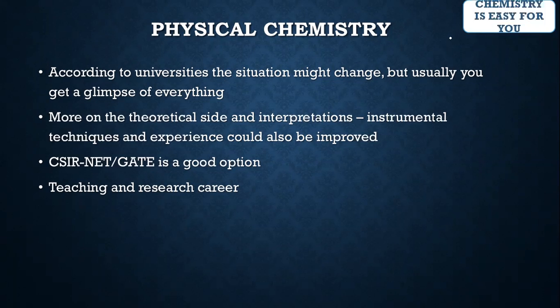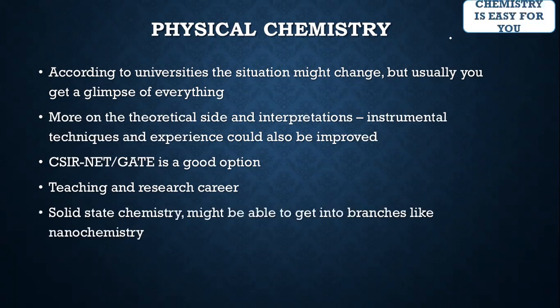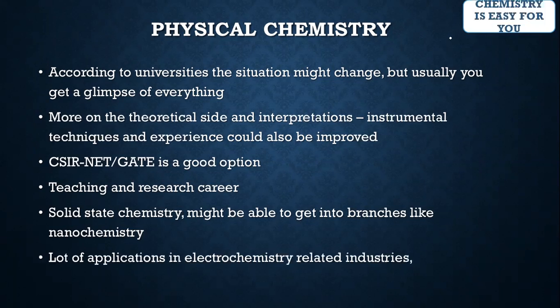Then in physical chemistry, if you are doing the research career, then you have a lot of options other than that. Since you're learning solid state chemistry, the other important aspect is you will be able to get into branches like nanochemistry. So this is like a pathway to other interdisciplinary sciences. From physical chemistry, you might be able to go into other branches as well. So that is also a very important thing for physical chemistry.